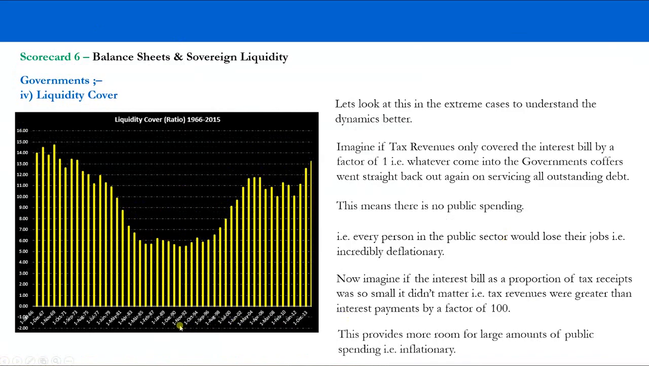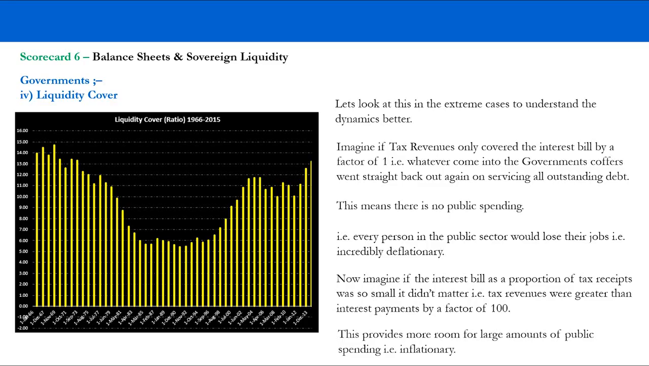If you want to understand this in a bit better detail, let's think of the extreme cases so we can understand the dynamics better. Imagine a situation if tax revenues only covered the interest bill by a factor of 1. So whatever the government received in their coffers, whatever they received in tax revenues, went straight back out again on servicing all outstanding debt. So all the revenues that they received went out to pay the interest bill on the outstanding debt.